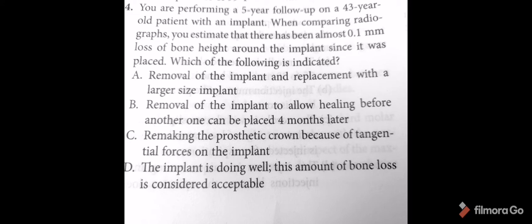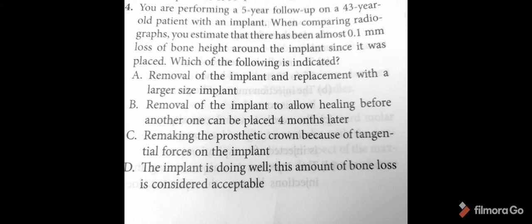So the question is, it's a 5-year follow-up, 43-year-old patient, implant was placed 5 years back. They are saying the radiograph shows 0.1 mm, so after 5 years, it's 0.1 mm vertical bone loss. For this question, we have to know how much vertical bone loss can be considered acceptable. According to the literature, it is about 0.02 mm per year annually. If that bone loss is there, it's acceptable. No need to remove the implant or replace the implant or to change the prosthetic crown unless it's more than 0.02 mm annually.